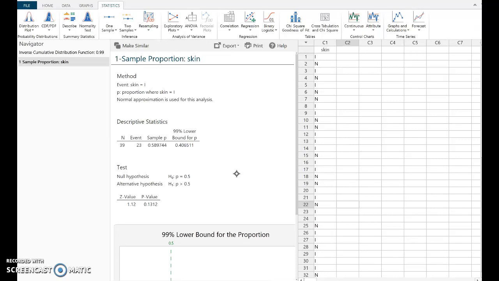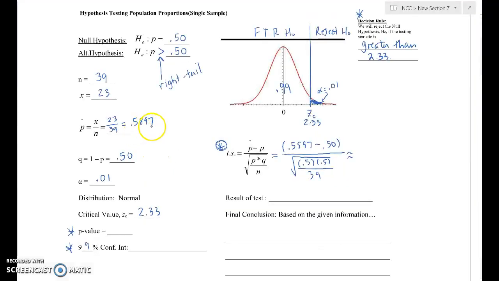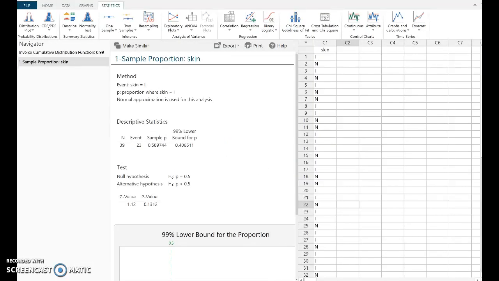Notice, N, 39, event, 23. There's the sample percentage, right? And we already calculated that, but it does that for us, which is kind of nice, right? Also, it gives you the z-score, which is 1.12, and the p-value. So this is the testing statistic and p-value. So let's go ahead and pop those in there.